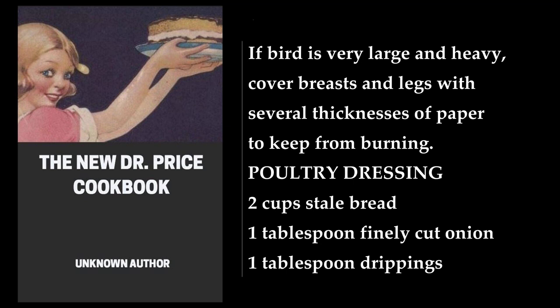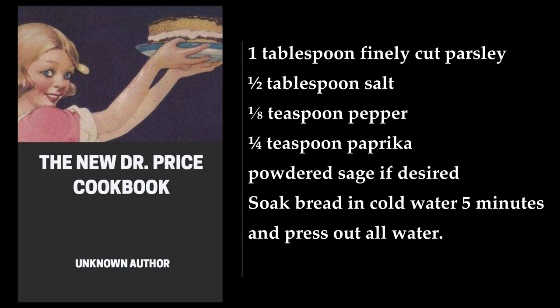Poultry dressing. 2 cups stale bread. 1 tablespoon finely cut onion. 1 tablespoon drippings. 1 tablespoon finely cut parsley. 1/2 tablespoon salt. 1/8 teaspoon pepper. 1/4 teaspoon paprika. Powdered sage if desired.